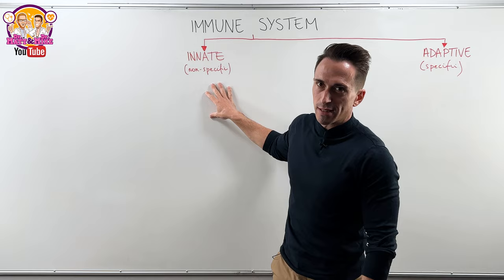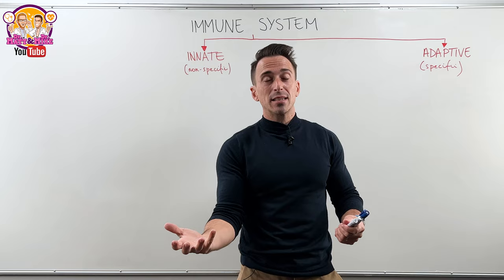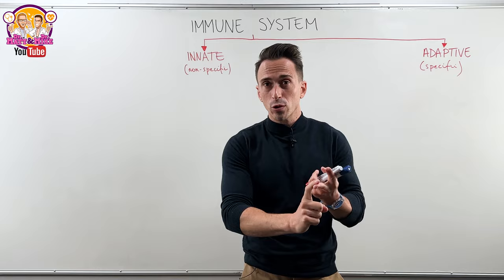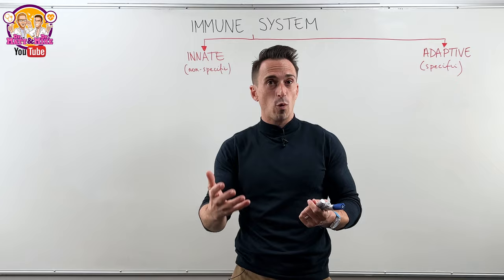A nice analogy I like to use is that of a house. If somebody's trying to get into our house, attack us inside the house, well, it needs to get through the first line of defense. It needs to get through the walls, it needs to get through the doors, it needs to get through the windows, it needs to get through the roof. Now, walls, doors, windows, roof don't really care what type of intruder is trying to get in. It's going to stop it the same way. That is the innate division of the immune system.